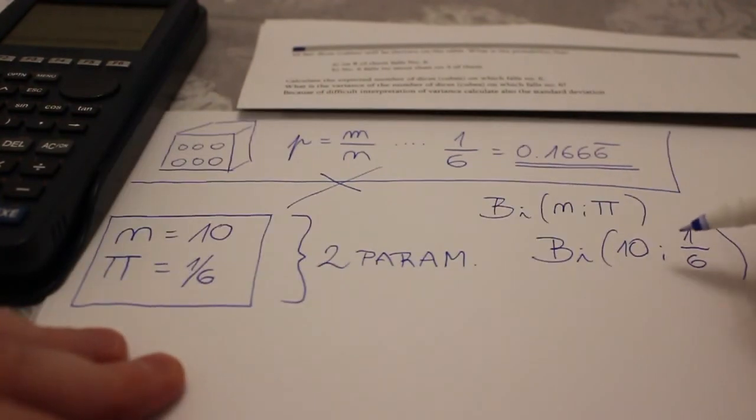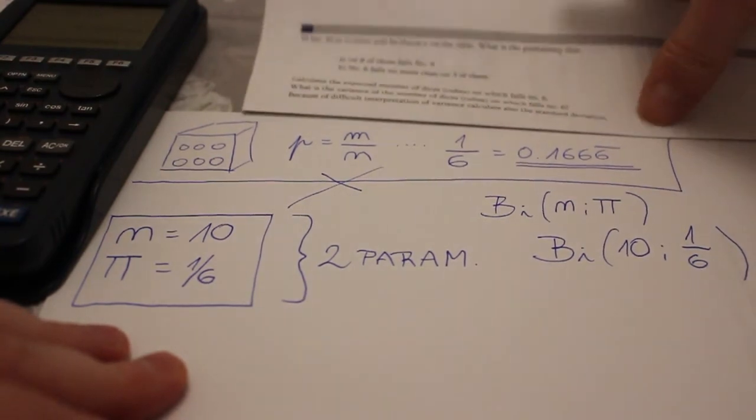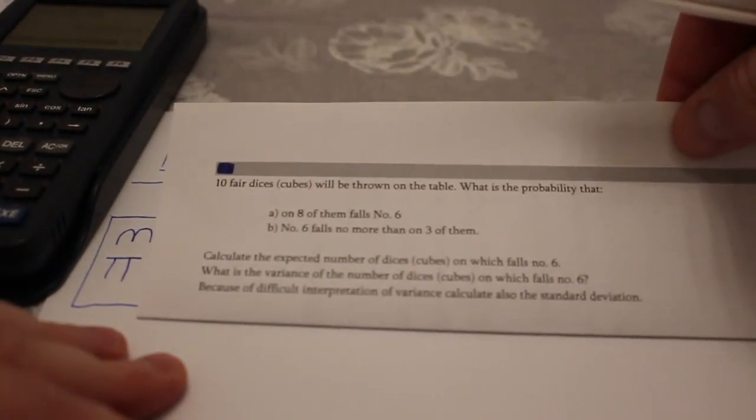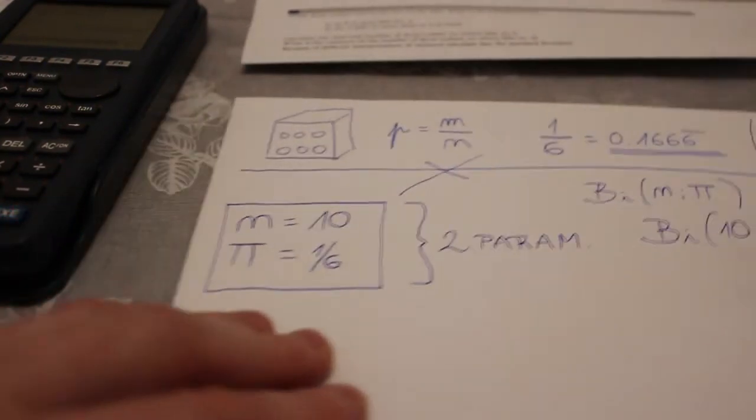10 is the number of independent attempts, yes, 10 fair dice, and this is the probability you require, yes. And we would like to calculate the probability that I will see the value 6 on 8 dice.